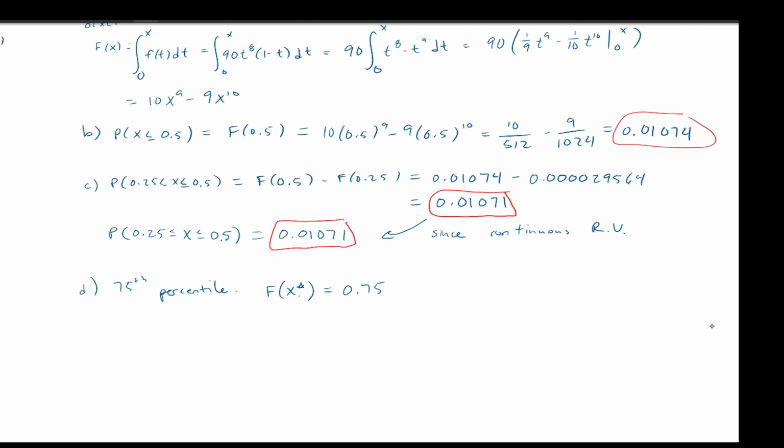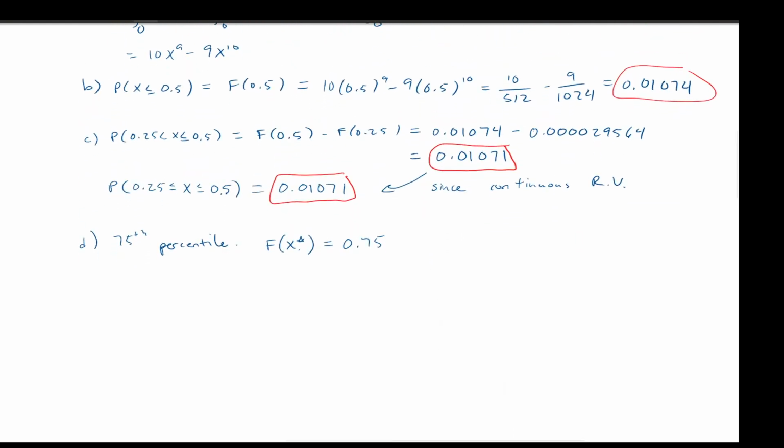All right, so now this is not a lot of fun to do, but maybe 10 x star to the 9 minus 9 x star to the 10 equals 0.75. How in the world are we supposed to get that value? Could factor out x to the 9, x star to the 9 times 10 minus 9 x star equals 0.75. How do you get that x value? Some kind of nonlinear equation right here.